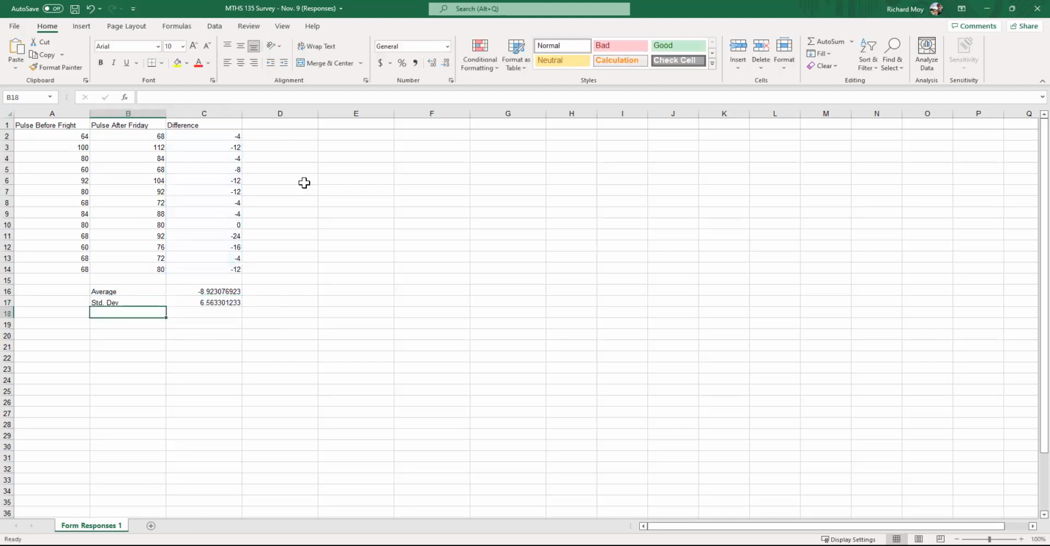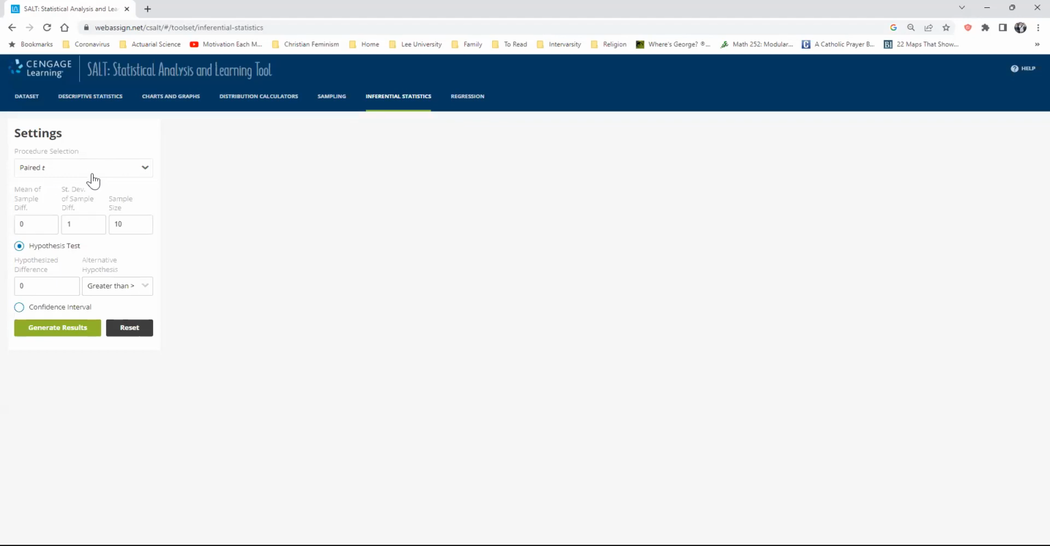And we see that there's a sample size of 13 students. So their average difference was negative 8.92, and the standard deviation was 6.56. This is the average and the standard deviation of the differences, not of the pulses themselves. So we go to SALT, and we click on paired t-test.